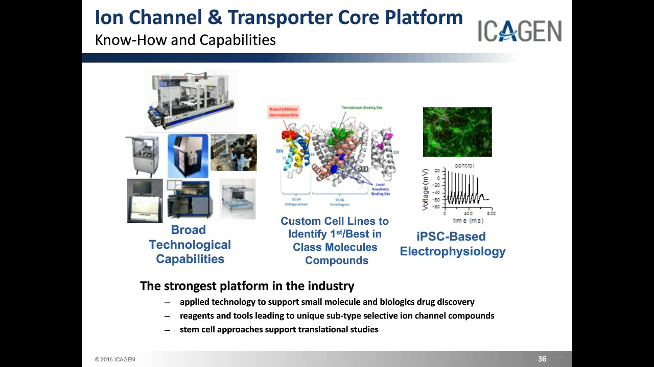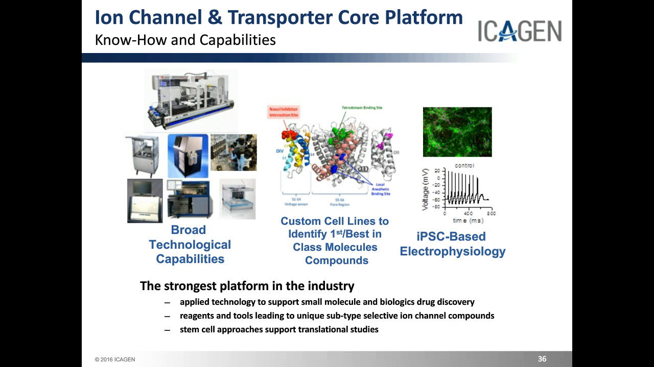But today's talk is more focused on our most recent technological acquisition, which is the Nanion Syncropatch, which is shown here on the top left. And what I'll talk about today is our two recent assays that we have developed for screening compounds against two clinically relevant targets.